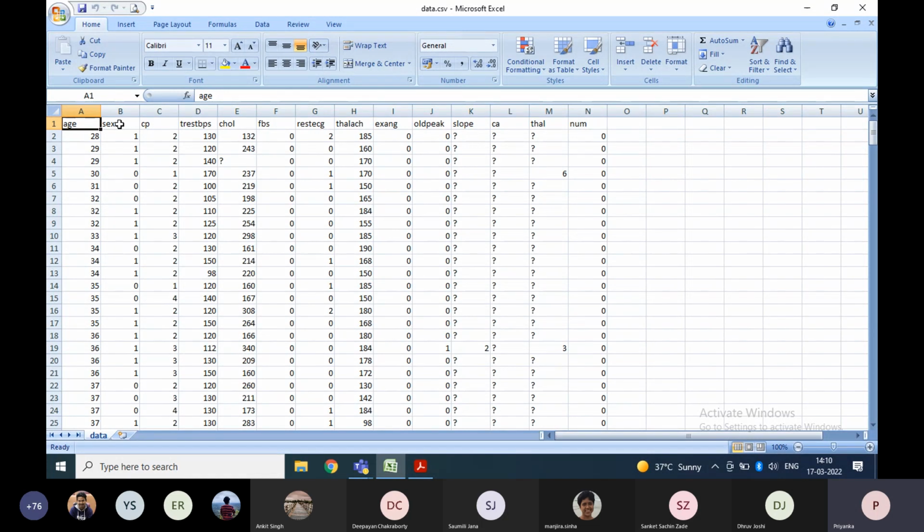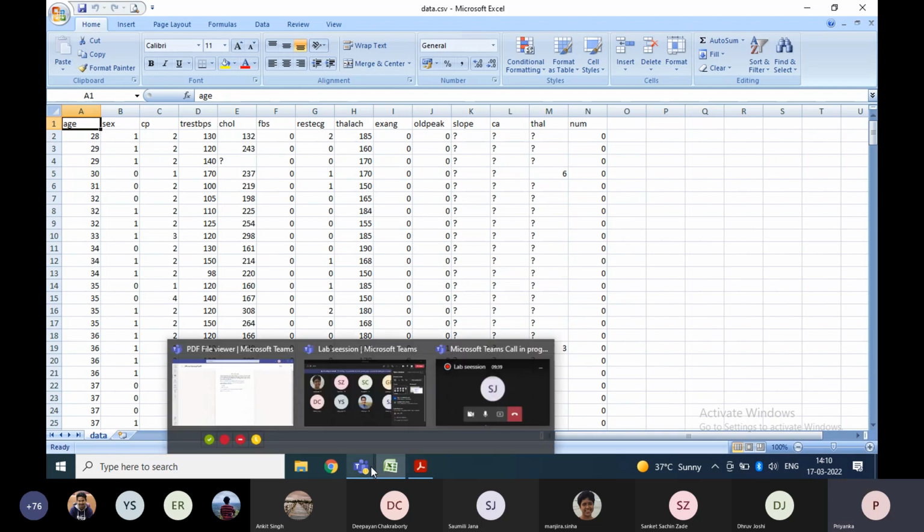So here CP represents the chest pain type, whether it's typical angina or atypical angina. There are totally 5 varieties present in our chest pain. So in the fourth column, it is rest BPS.